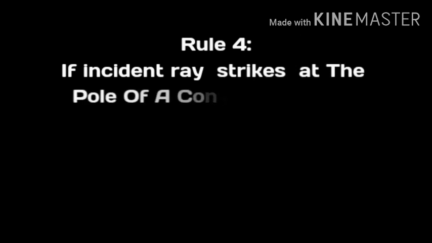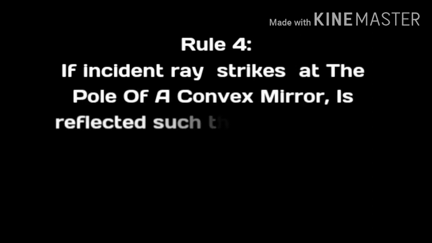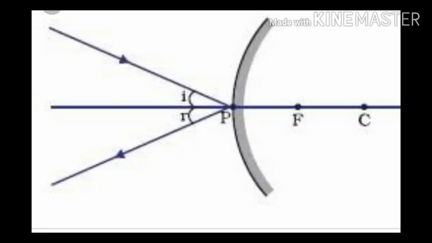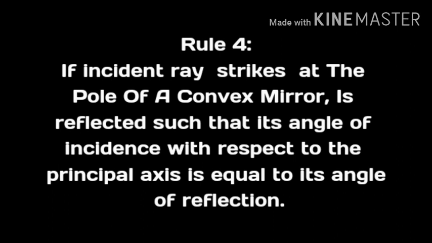For a convex mirror, if the incident light ray strikes at the pole, it bounces back by making equal angle with the principal axis. That is, the incident light ray makes an angle with the principal axis when it strikes the pole, and it makes an equal angle with the principal axis and bounces back. These are the basic 4 rules or conditions for spherical mirrors. Using these conditions, we can draw the diagrams for image formation and identify the characteristics of the image for these spherical mirrors.